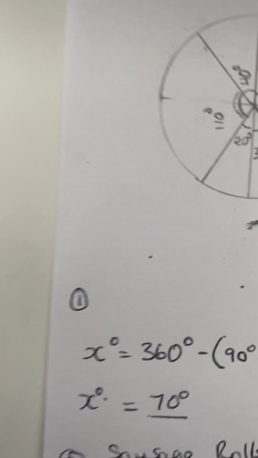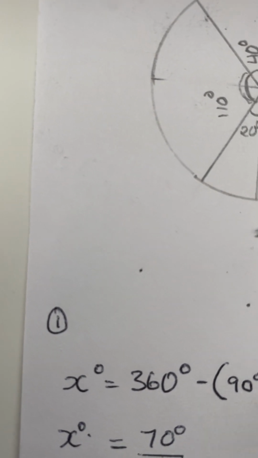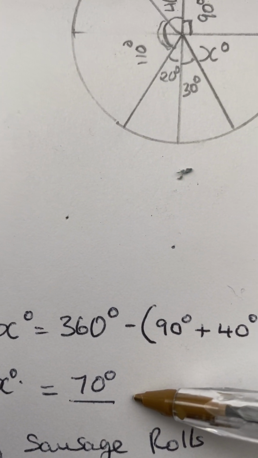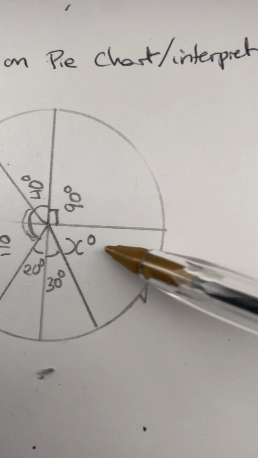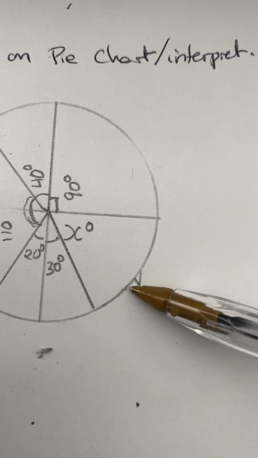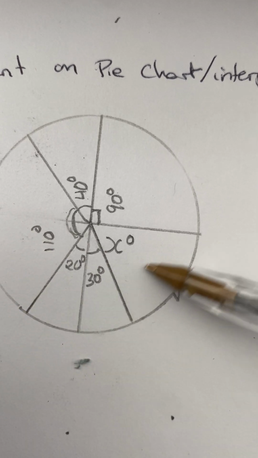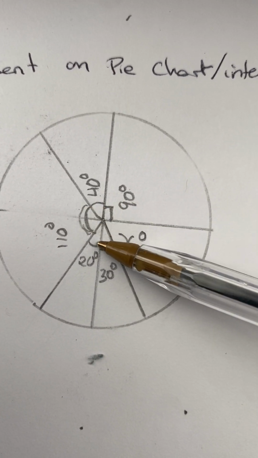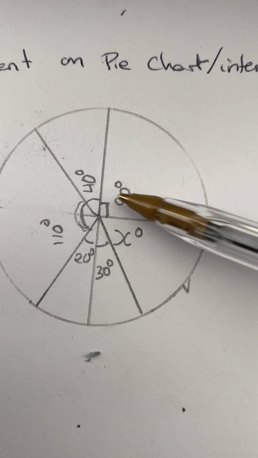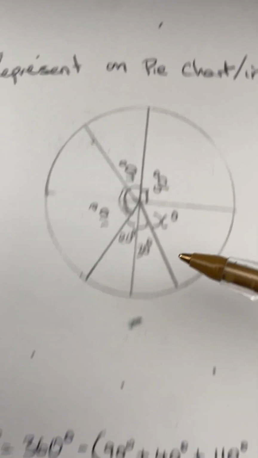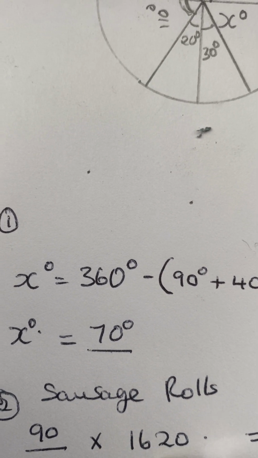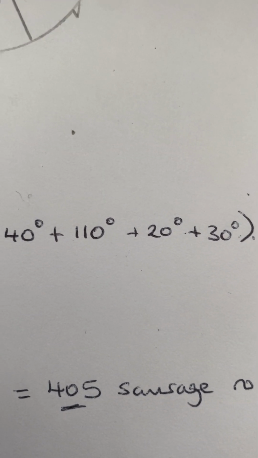So when we go back, we've answered all the questions. I'm just checking. So x is 70 degrees. First of all, we drew the pie chart and divided it into sections, and then we have the x. We found the x. We made the calculations for sausage rolls, which is 405 sausage rolls.